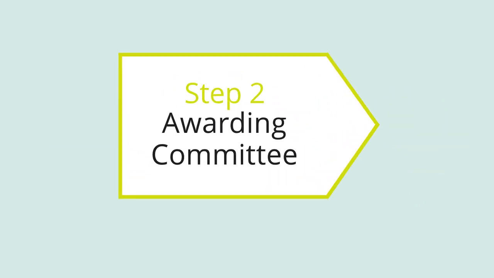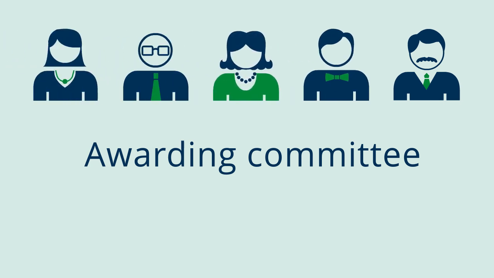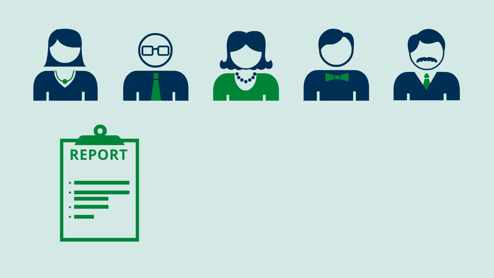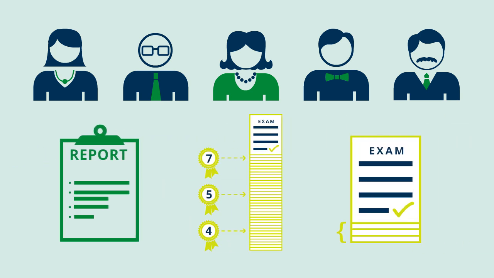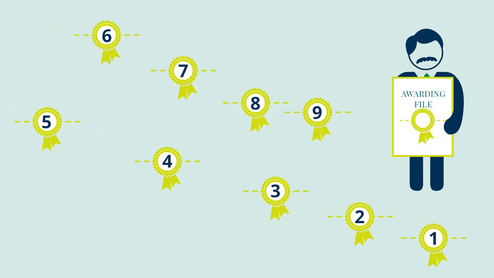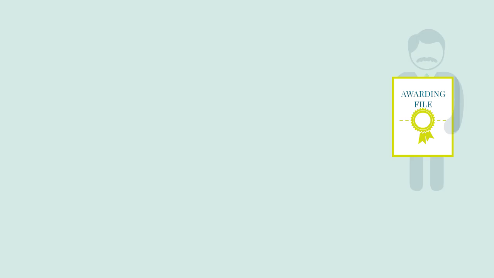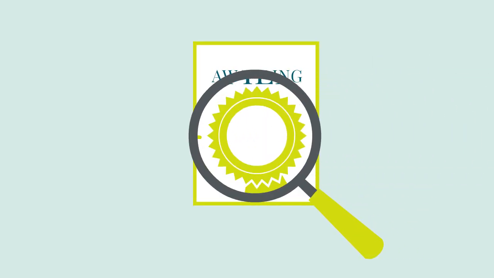Step 2. The awarding meeting. The awarding committee meets to review all available evidence and finalize the recommended boundary marks for each key grade. This will include all of the things mentioned in Step 1, plus looking at student work around the specific grade boundaries. After the awarding meeting, the awarding officer will document the grade boundary recommendations in the awarding file. This file is passed through 3 internal quality checks to make sure all the evidence has been appropriately considered.